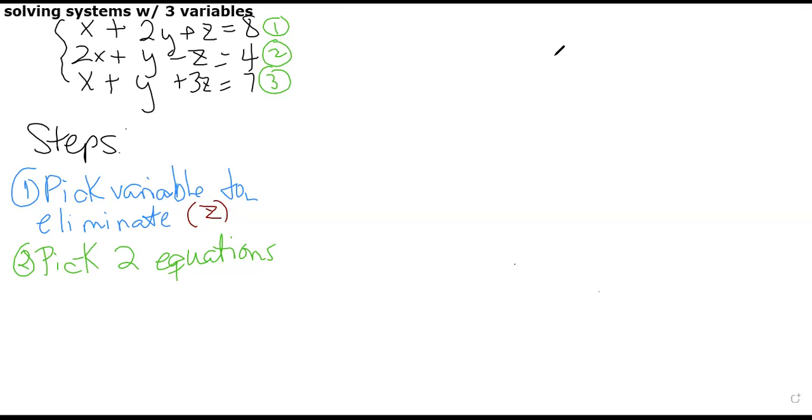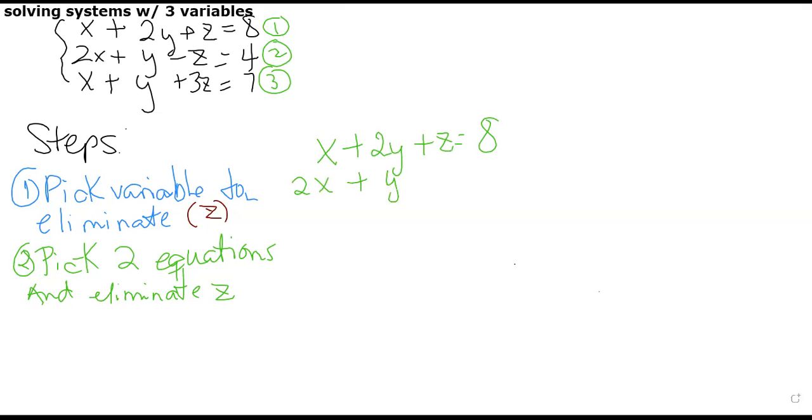So I pick two equations and eliminate Z, because Z is the one that we picked. So we have X plus 2Y plus Z equals 8. And then I have 2X plus Y minus Z equals 4. So now I don't have to do any multiplications or anything like that. I can just add, right?